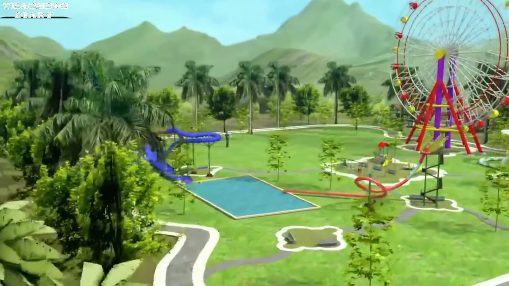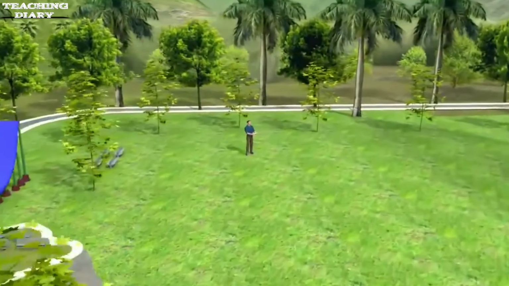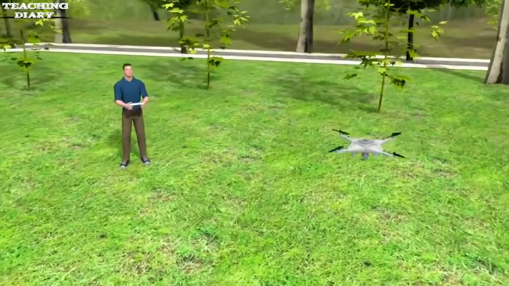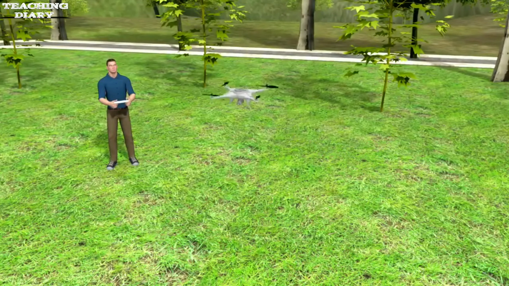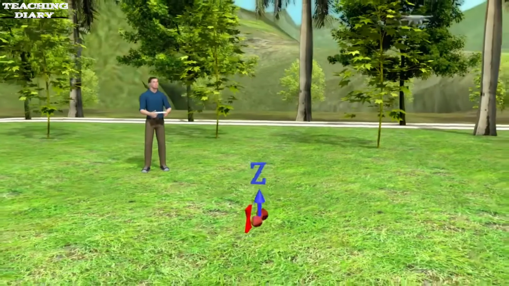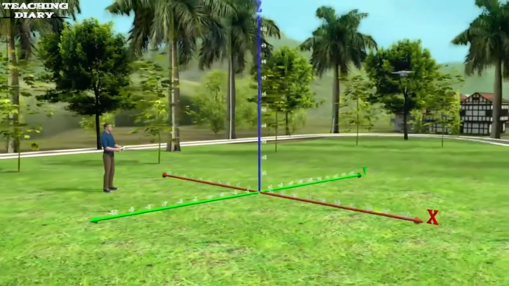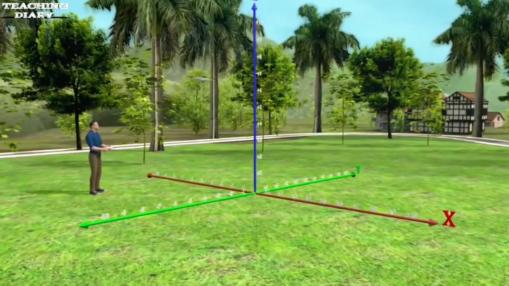We live in a three-dimensional space, so we need three variables to identify the position of any object. A convenient way to identify the position is to attach three mutually perpendicular axes x, y, and z to the reference point and to measure the distance of the object along these three axes.